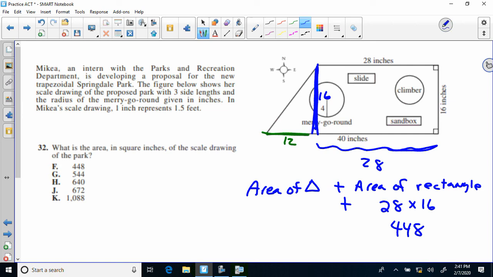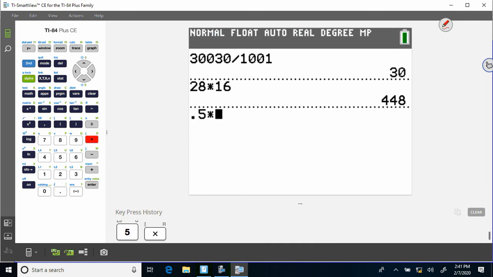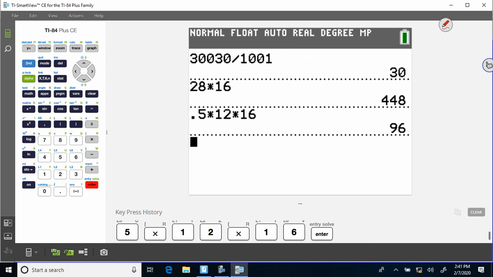And the area of a triangle is always half the base times its height. So it's half the base, which is 12, and its height, which is 16. And you can look at your triangle. We're looking at this red triangle right here. The base was 12, the height was 16, where those numbers came from. If I did half of 12 times 16, I think that's 96, but we'll check. 1/2 of 12 times 16, and that should give us 96.